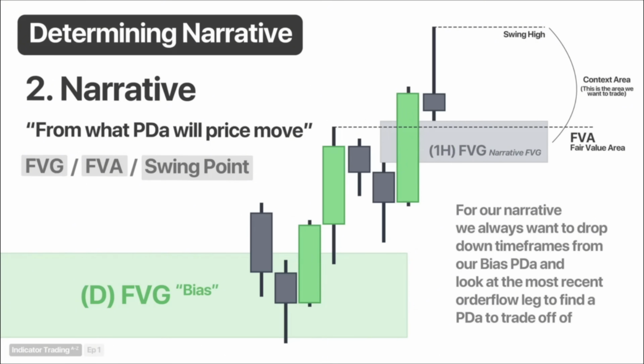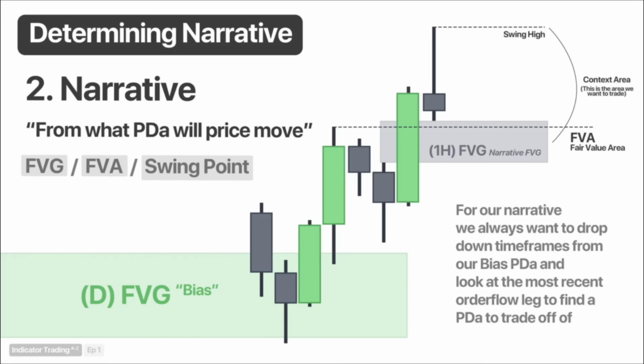Now, if you don't know what that is, it's going to be the next video in the series, so we will go very deep into that. Do not worry. But simply said, we are looking for a 1 hour order flow leg displacing away from this daily, and that is our narrative array. And if we want to be swing traders, we can also just take the entry directly right there.